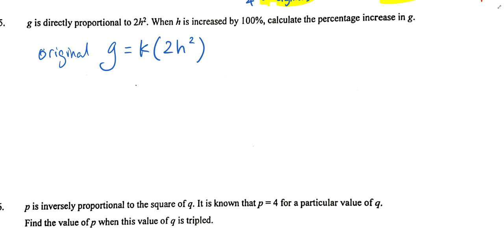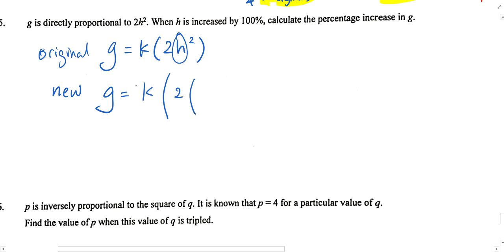Okay, class, listen. So G is directly proportional to 2h squared. H is increased by 100%. Originally, what's your H? It's just H, right? Now, this particular value of H increased by 100%. So, new G equals k bracket. Did the 2 change? No, it didn't change. What changed was the value of H, right? So, the 2 stays. Instead, the H, something happened to it. What happened to it?